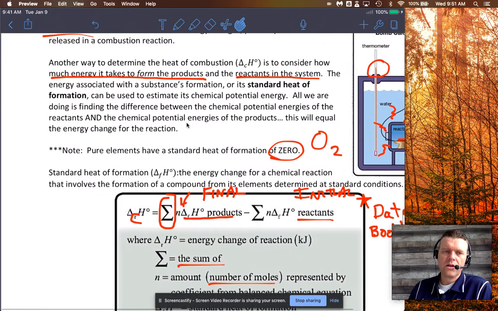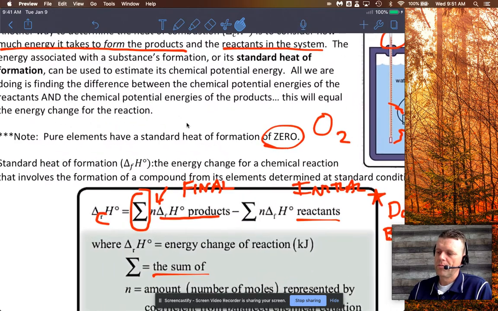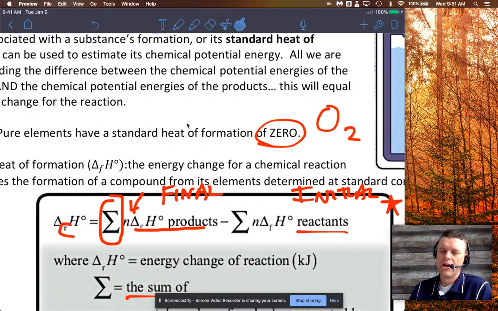So what we do is we look at the difference in the chemical potential energies between the products and the reactants. That's really all we're doing. What's worth mentioning here, pure elements have a standard heat of formation of 0, and I put oxygen. In all of these combustion reactions, oxygen has no chemical potential energy as a pure element, so you don't have to worry about that one.